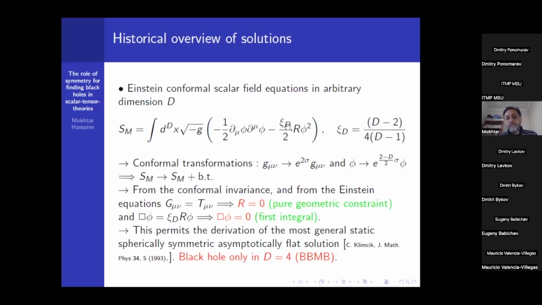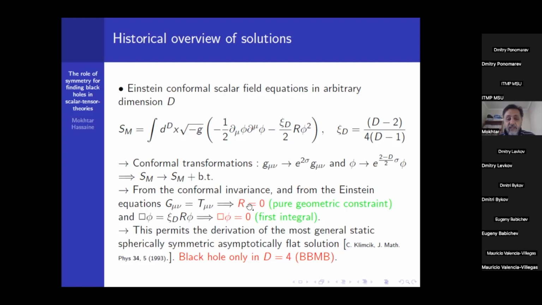You can do it, but the price to be paid is to change the non-minimal coupling, which is given by this expression. Of course, it depends on the dimension, and the weight of the scalar field is also changing because of the dimension. And then you can see that this action is also conformally invariant under this transformation. The action maps into itself up to a boundary term. And we can play exactly the same game.